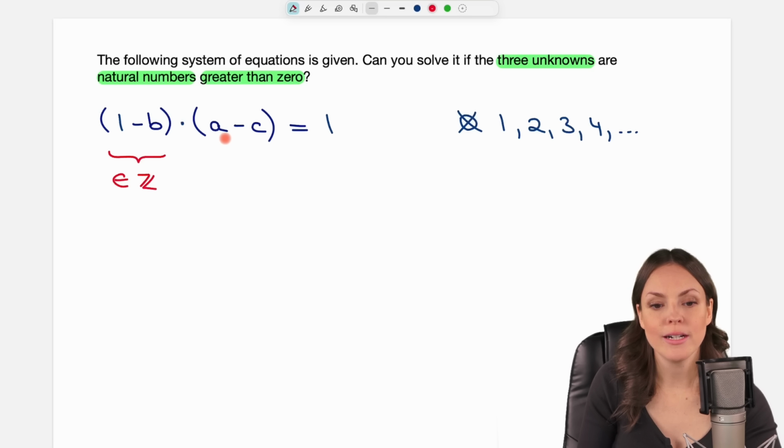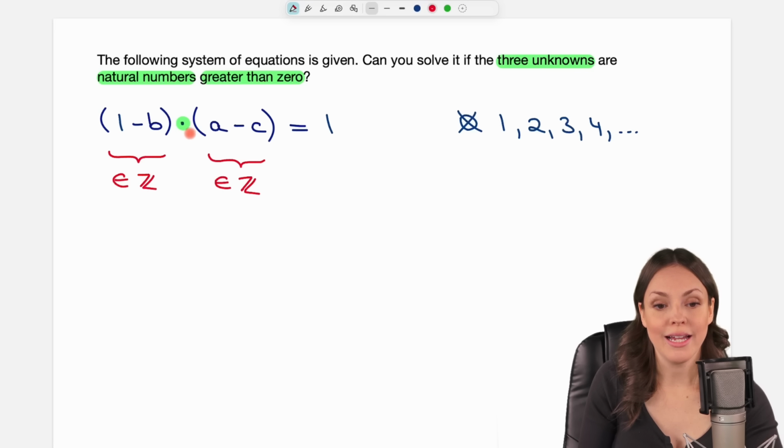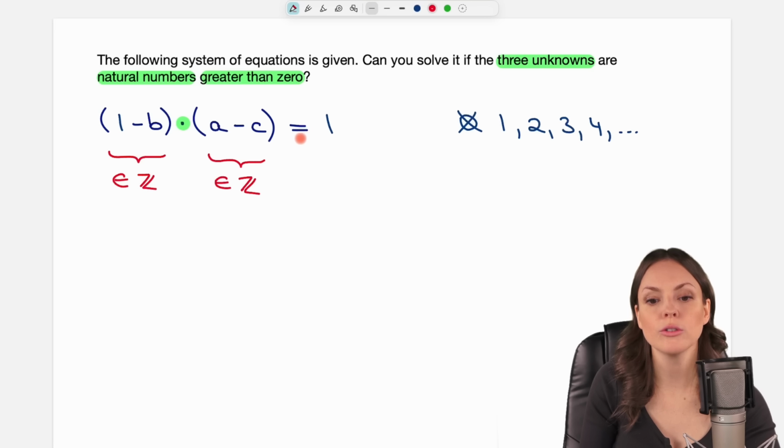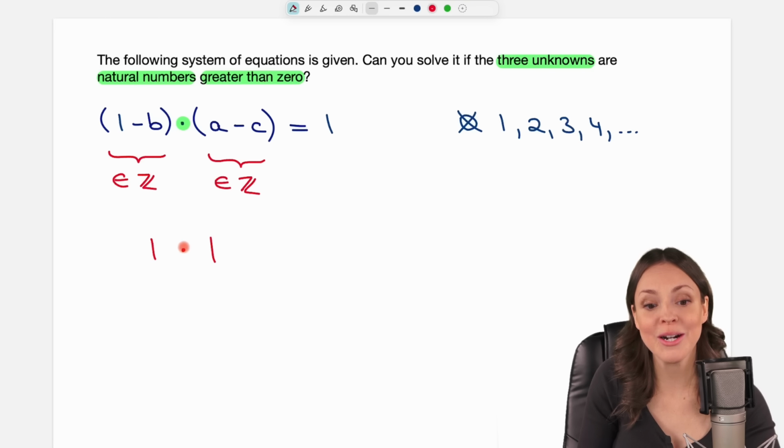And the same with this part here. I have a natural number. I subtract another natural number. I know that the result is always going to be a whole number. So I cannot have fractions here, which means that I'm going to multiply a whole number by another whole number, and I want to get a result of 1. There are not so many possibilities that that is possible. It is either 1 times 1 itself, so it's a whole number times a whole number, which gives me 1.